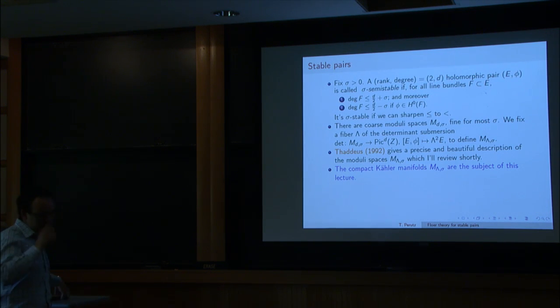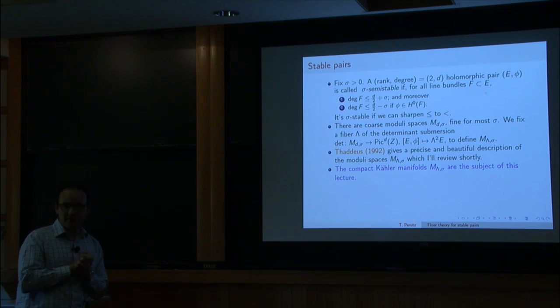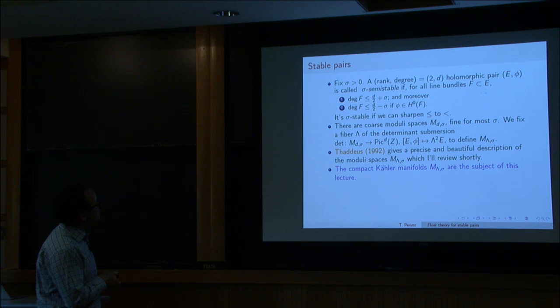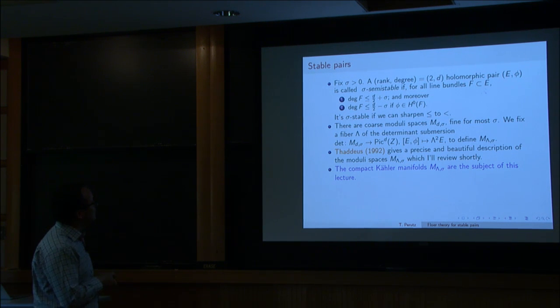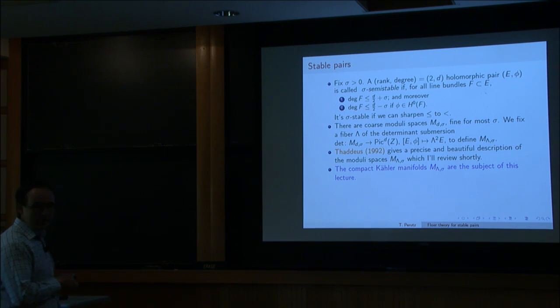Okay, so stable pairs. So this is the key definition. Let's fix a positive number sigma, and we're looking at rank 2 degree d holomorphic pairs (E, phi). Such a pair is called sigma semi-stable if the following is true.